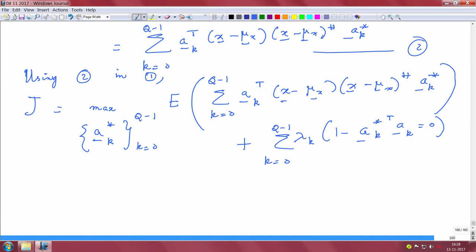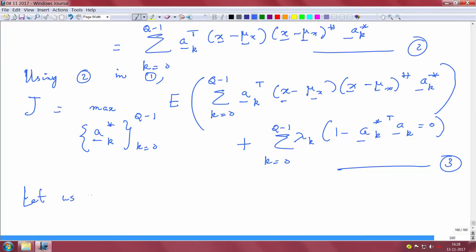It looks still messy, but we can simplify because you can pull this expectation inside. Expectation is a linear operator, right? That property we will apply. Now J, let us simplify 3.